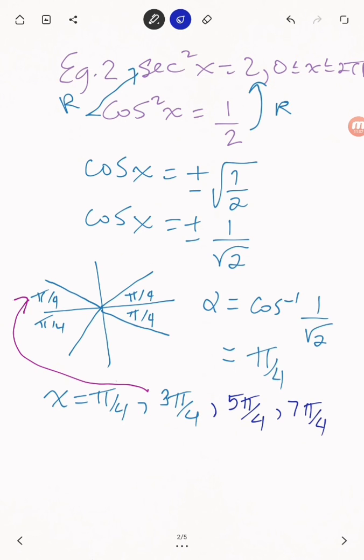Now, remember our last step is always to make sure that all of these angles are indeed in our domain, which is 0 to 2 pi. And they are, because 7 over 4 is just below 2. 8 pi over 4 would be 2 pi, so we're all good.